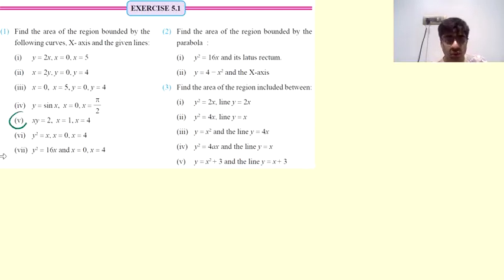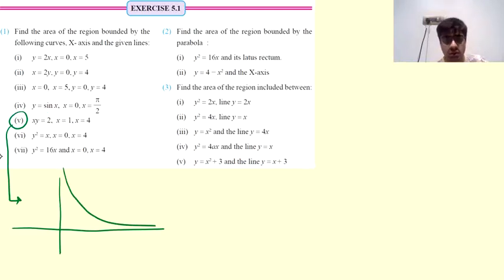Let's continue with the fifth one. Xy is equal to 2 from x equal to 1 to x equal to 4. Try to plot the graph for xy equal to constant. If the constant is a positive number like 2, the graph is going to be a rectangular hyperbola looking like this.